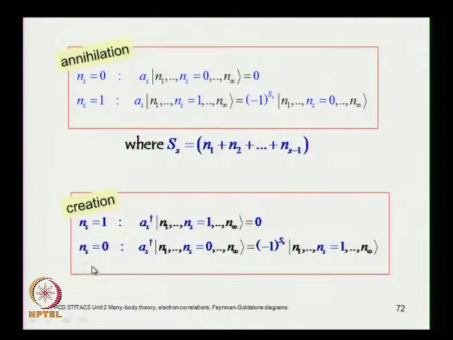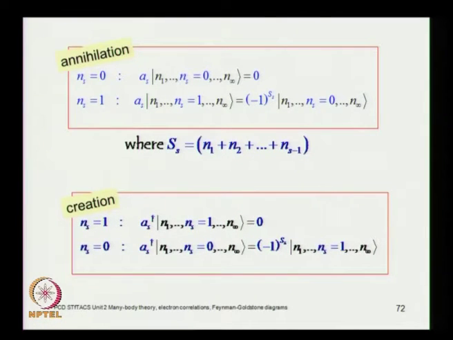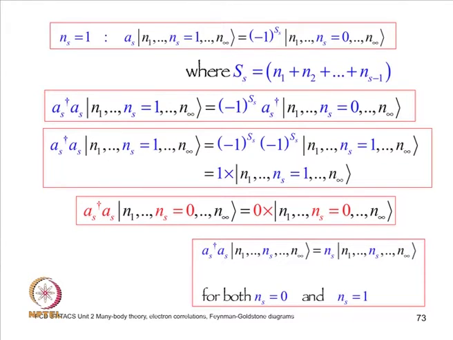And then if the original state is unoccupied, so if ns were 0, then certainly the As dagger can and does create an electron in this state, giving you a state with increased occupation, and then you will get ns equal to 1. So, you get a phase minus 1 to the power s, where s is the sum of all the occupied states till the previous state. So, this is your result.